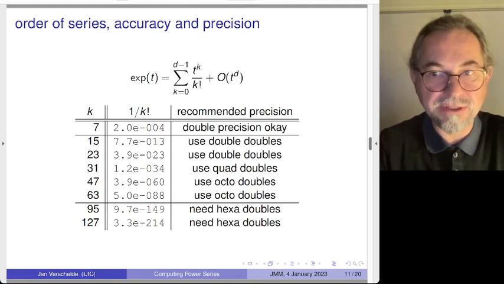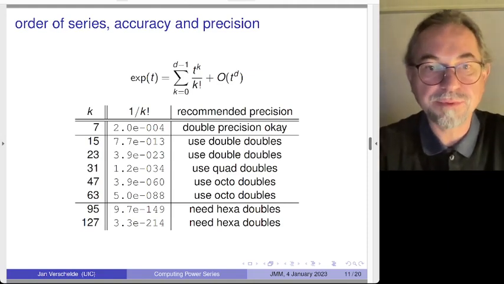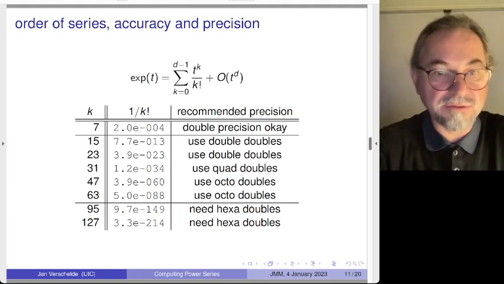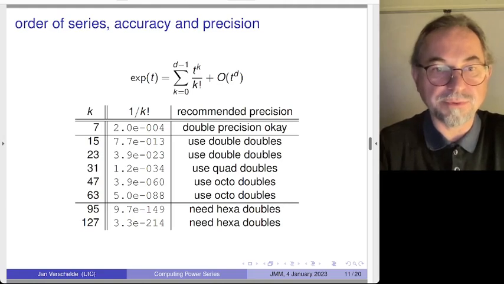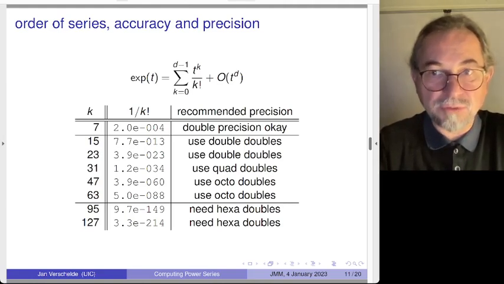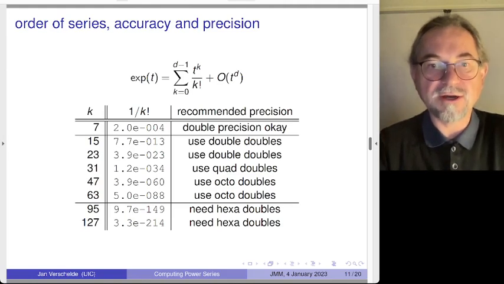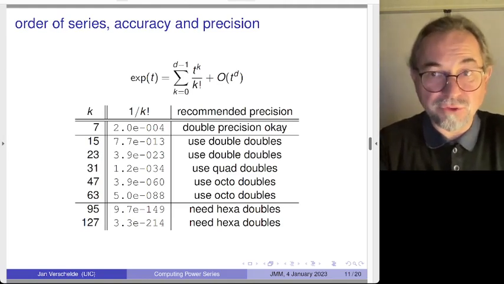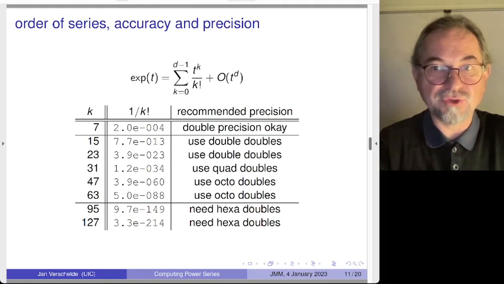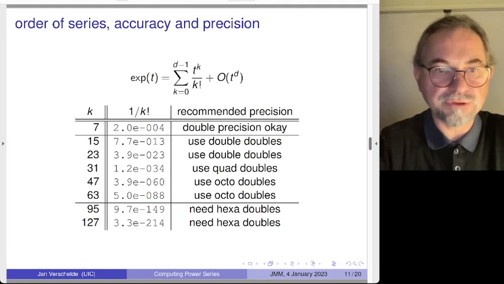So this table here, which is a back of the envelope computation, illustrates the need for multiple double precision. I have some experience with hexadoubles, and there is still that ongoing future work that will happen once I get my hands on the newest generations of GPUs.